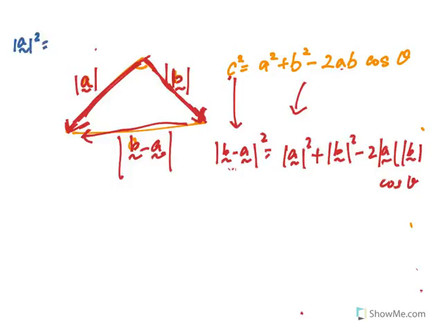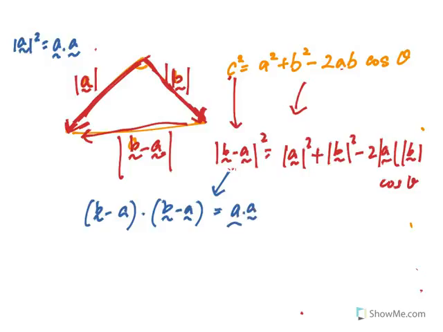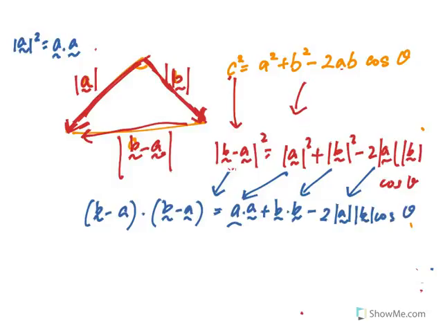As we have studied in part 1, we know earlier on that the magnitude of A squared is just the scalar product of A with itself. So we can write it in this form. This is B minus A dot product with B minus A, right? This will be the same as A dot A plus B dot B, and how about this portion? This will be the same as 2 times magnitude of A, magnitude of B, cosine theta.